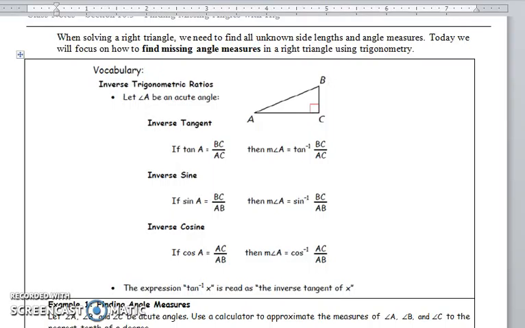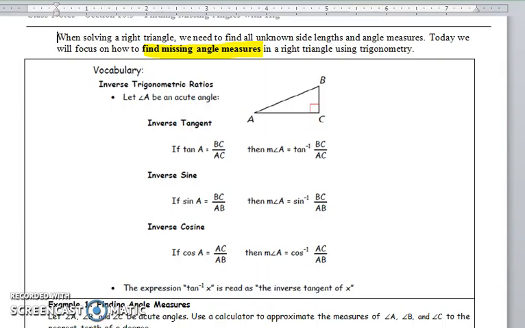In this video, we are going to talk about how to find missing angle measures in a right triangle using trigonometry. So if you see in this vocabulary here, we're actually going to be using the three trig functions, tangent, sine, and cosine. However, we'll be using the inverse of those three trig functions. So in this video, I want to talk a little bit about what that means.